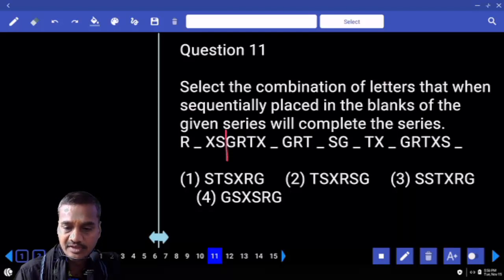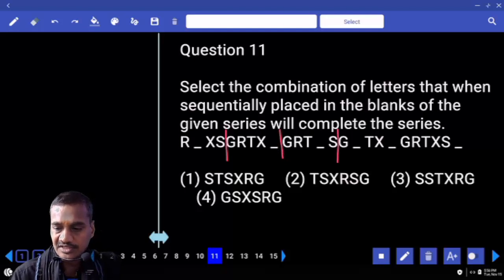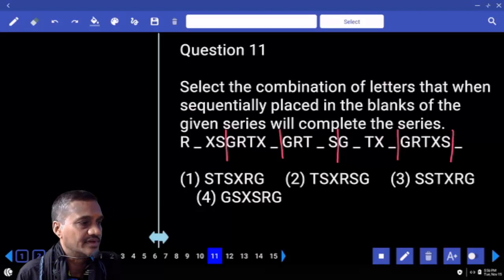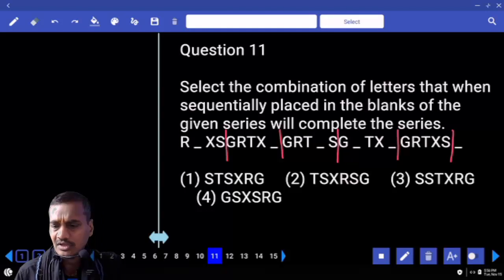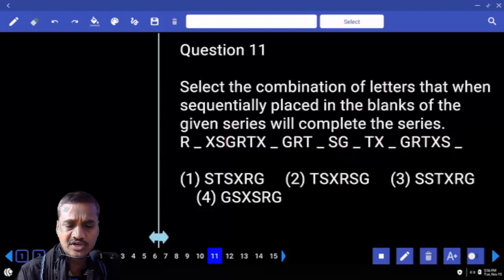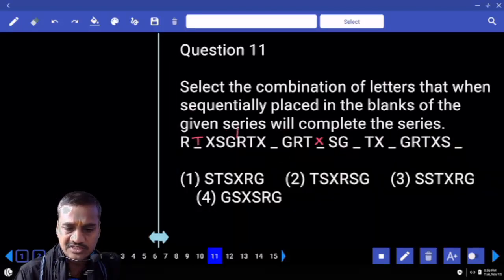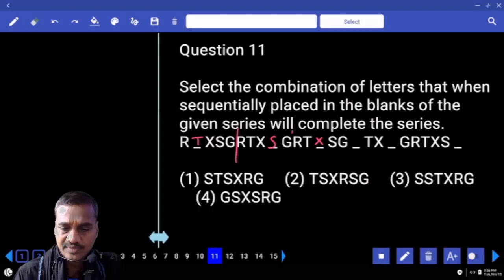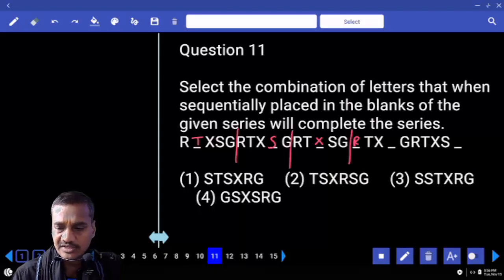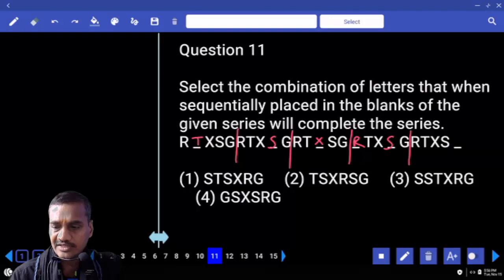And again, GRTXS, GRTXS. Done with this? Then if you have started with R, the sequence is RTXSG, RTXSG, RTXSG, and again RTXSG.